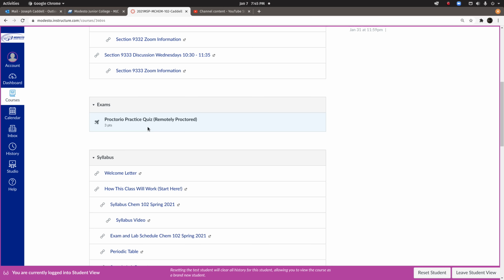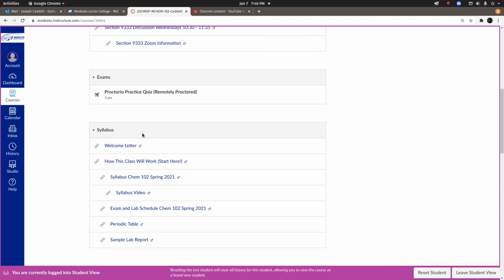You can take it as many times as you want to. And it's not worth any points. It says 3 points, but it doesn't count towards your grade. But what it does is, if you can successfully take that quiz, that means that your computer is set up properly for Proctorio. Now, I would suggest, if you change anything about your computer at all, your webcam, even anything in your browser, retake this. As a matter of fact, it's probably a good idea to retake this before every exam, sometime that day or the day before, just to make sure everything's set up properly.